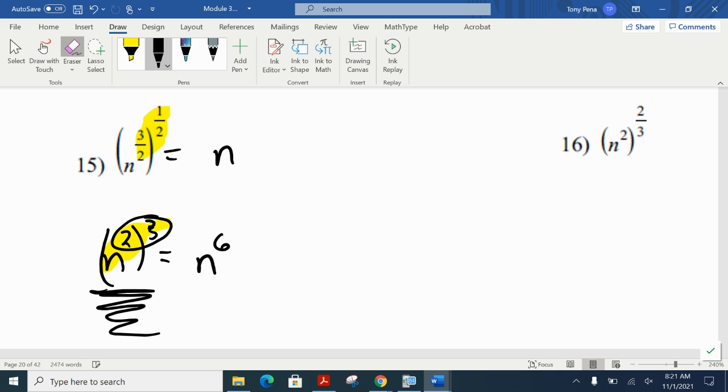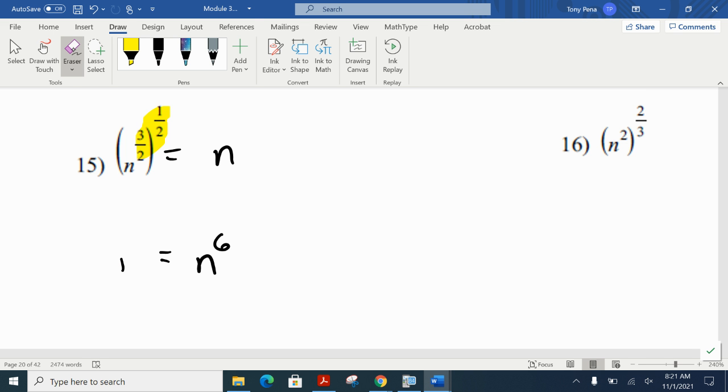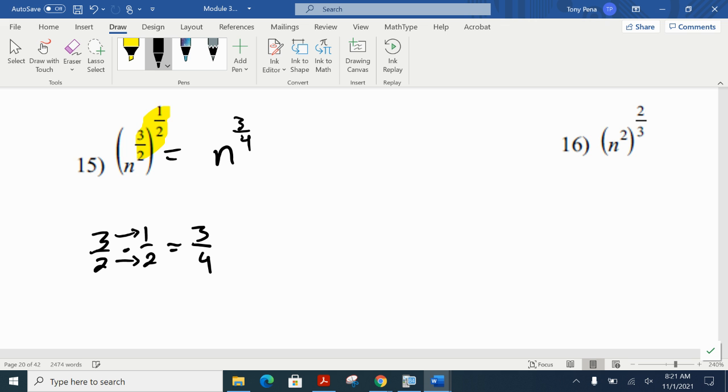Multiplying fractions, though, is a lot easier, I think, than adding them. So I would think you could do that without a calculator. But if you need to use your calculator to do this, then feel free. We're just doing 3/2 multiplied by 1/2. And the reason multiplying is easier, you just multiply straight across. So 3 times 1 is 3. 2 times 2 is a 4. So that should have given us an n to the 3/4. All right.